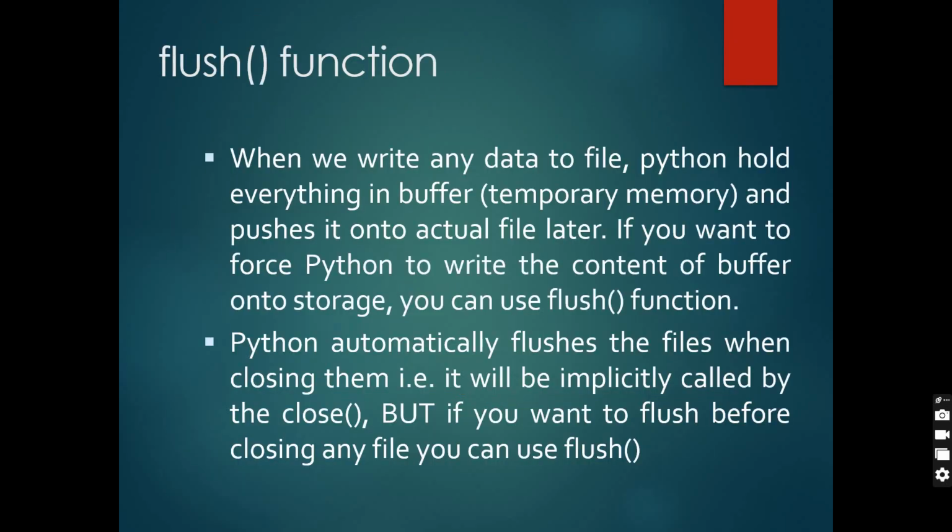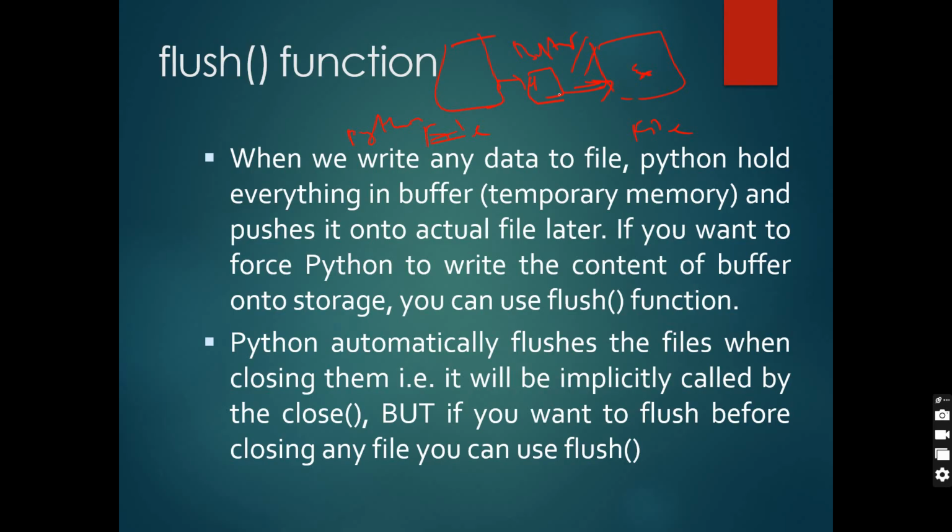Now the flush function. What happens is we have a particular file here, and we have this Python program for which we have written the source code. This is the file that we are going to write. All the contents are not written immediately. They are stored in the buffer. When you close the file, the contents will be written to it. So there is no immediate writing to the file. It is stored in the buffer, and only after you close the file is it written.